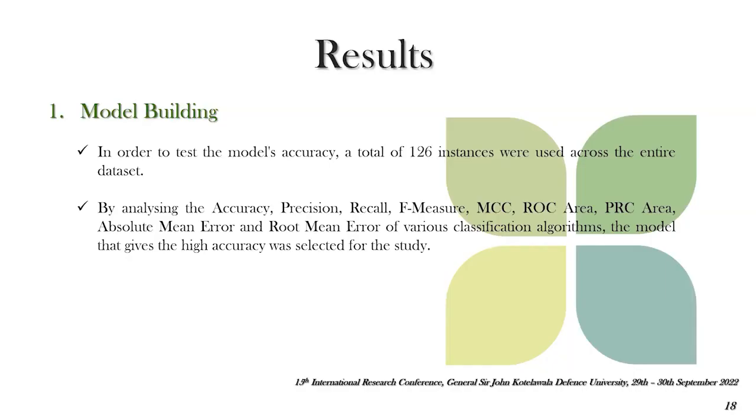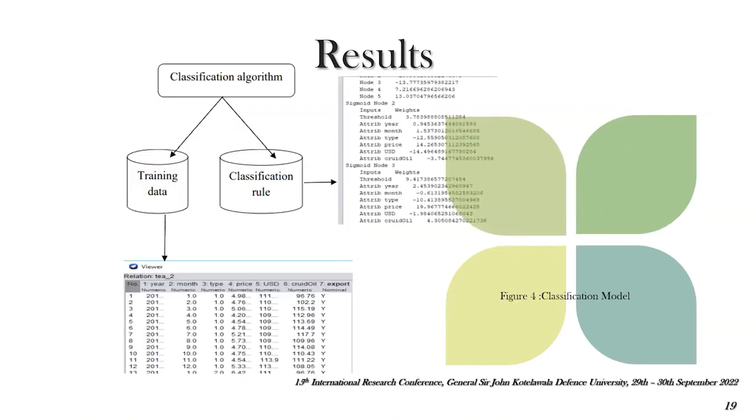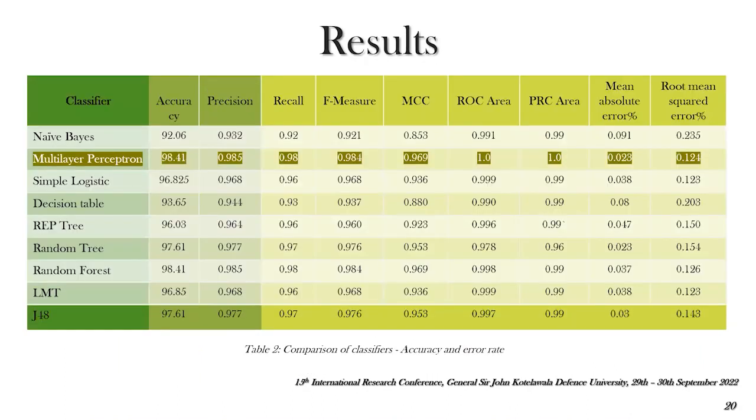Now we go on to the results that were found from the methodology. For the model building, as I mentioned earlier, 20%, that is 126 instances, were used from the entire data set. By analyzing the different criteria of the confusion matrix, accuracy, precision, and recall, the best accuracy model was selected to conduct the research study. Here you can see how the classification model was built with the help of WEKA software. This is a table that gives the accuracy and error rate found from the 9 different classifiers, which were built with the help of WEKA software.